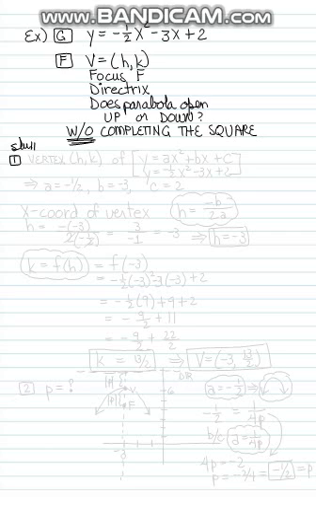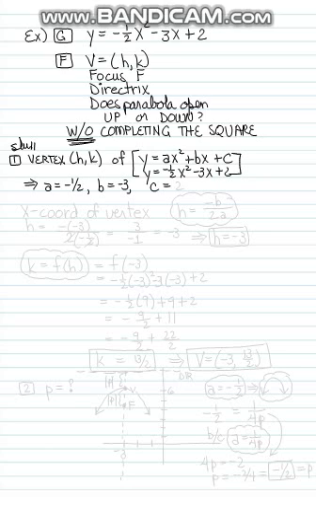Let's find the vertex, h, k. The equation was given to us in this form: y equals a times x squared plus b times x plus c. Okay, so that's y equals negative 1/2 x squared minus 3x plus 2. And when you compare that, we see that the lowercase a is equal to negative 1/2. The b is equal to negative 3, and the c is equal to positive 2.